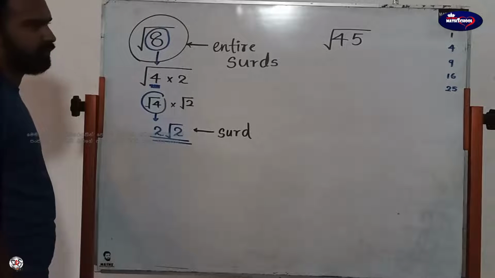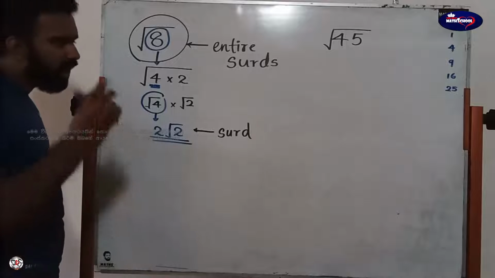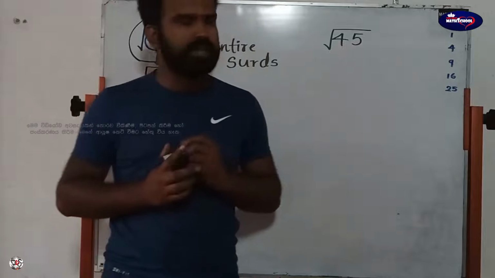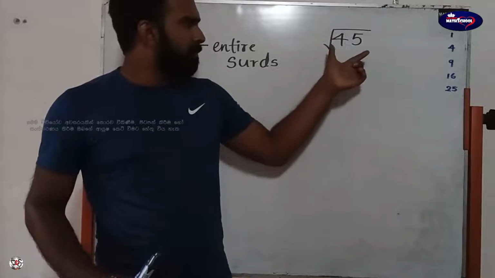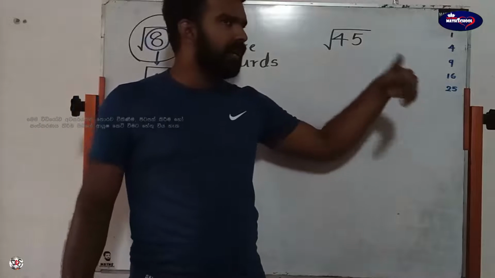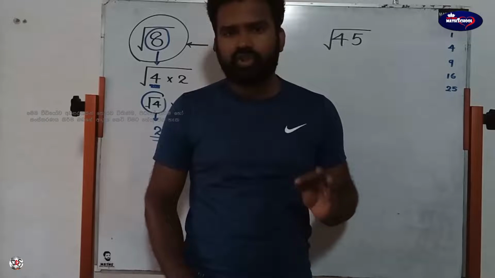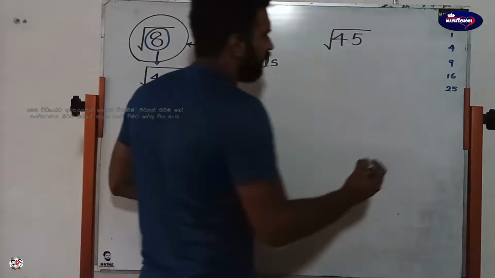Right? So if you can't guess it from your mind, if you can't think whether it is made by multiplying some numbers, the way that you should simplify this is, you can follow like this.